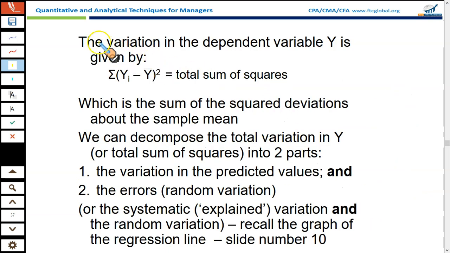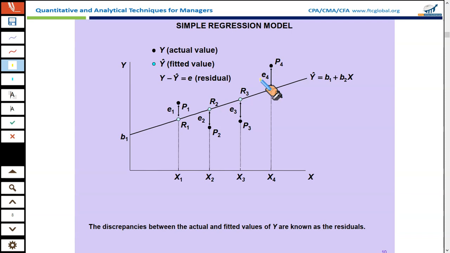Alright, next slide says the variation in the dependent variable y is given by y minus y bar squared, and the sum of the squared. So the total sum of squares, that is the square deviation. Let me show you where. So here we can decompose the total variation in y, or total sum of squares, into two parts. First, the variation in the predicted value, and the error, this minus this minus this plus this.